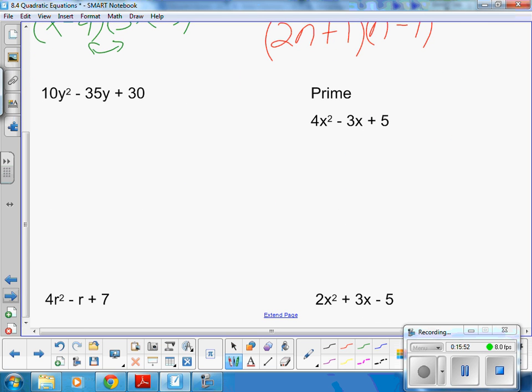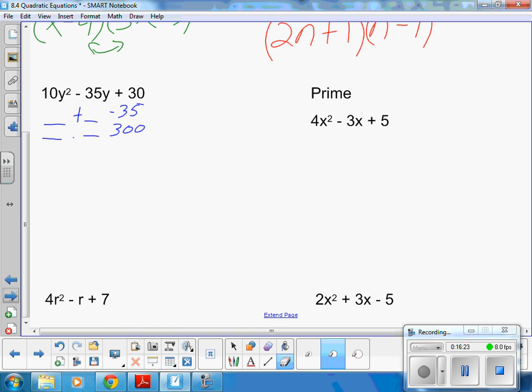The sum of my two numbers has to be a negative 35. And the product of the two numbers, I swear I have a typo on that. Oh, that's right. And the product is 300. The signs are the same. Oh, I know why. Silly me.